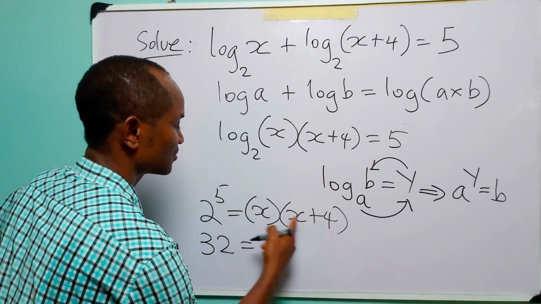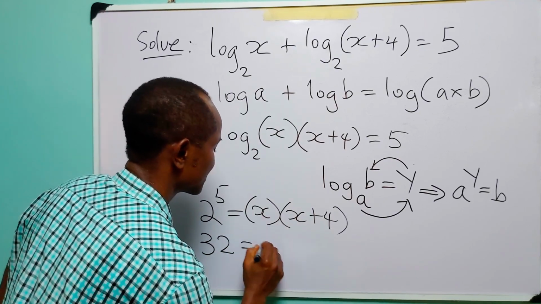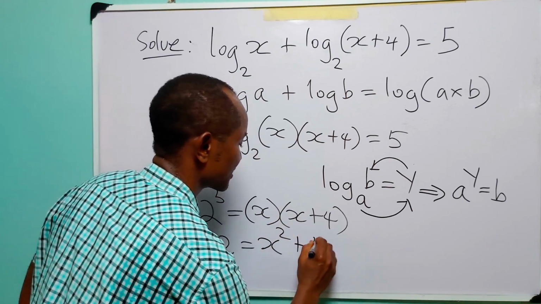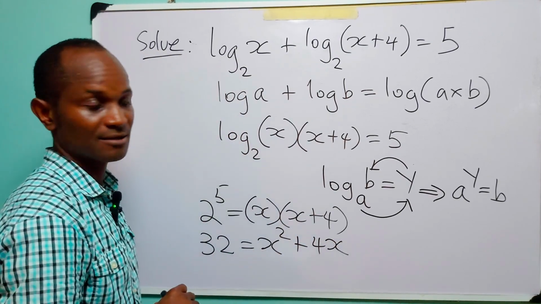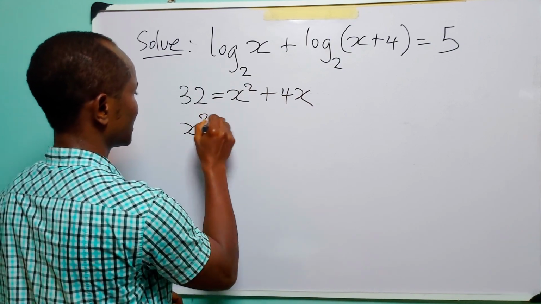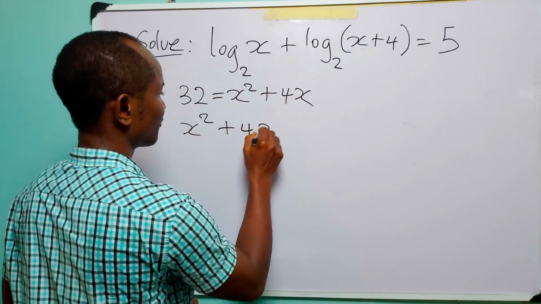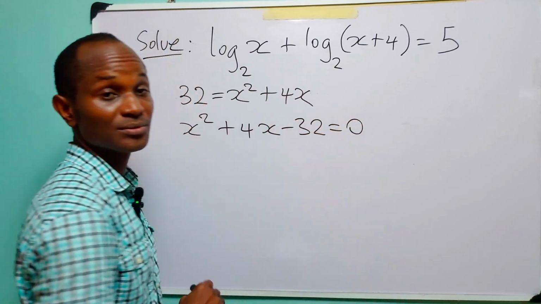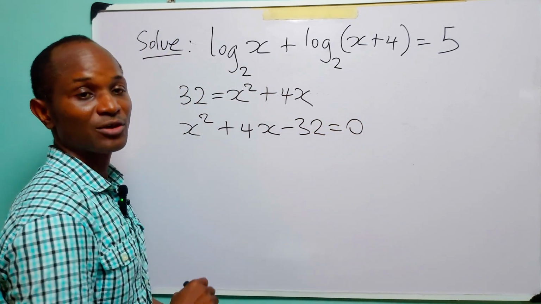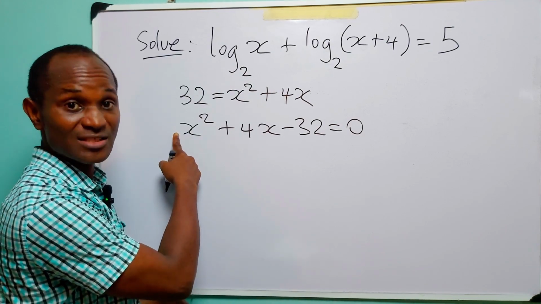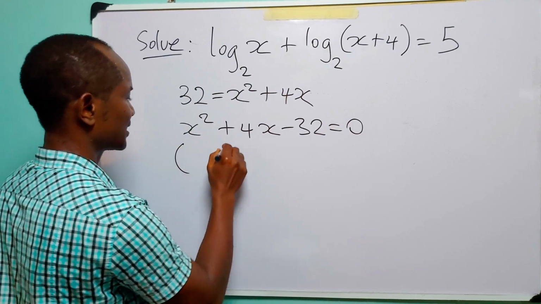So this is equal to, opening this bracket, x times x, and that is x squared, plus 4 times x, which is 4x. And rearranging this quadratic equation, we have x squared plus 4x minus 32 is equal to 0. We can factorize this equation, and since the coefficient of x squared is 1, we can do this.